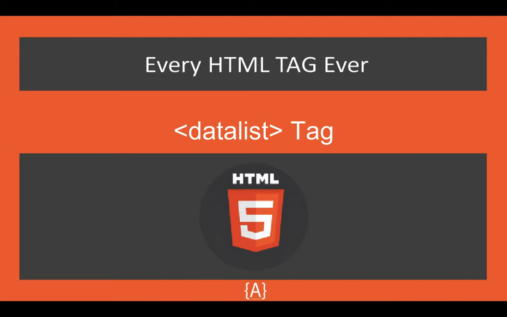Assad here, and in this tutorial I'm going to talk about the datalist tag. What the datalist tag does is give you a drop down menu where you want to select some value and put it into an input. So this is one of the ways you can do this.